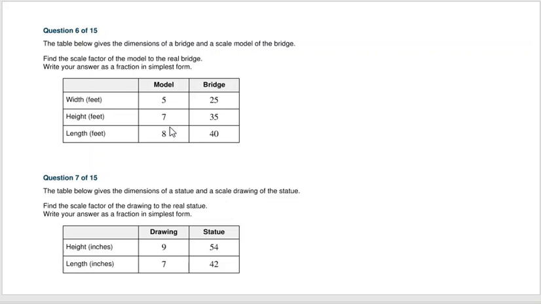If the model is 7, the actual bridge is 35. If the model is 8, the actual bridge is 40. So the scale factor would be, we would say, 1 foot equals 1 foot of the model, right? Equals 5 feet of the actual bridge, okay?